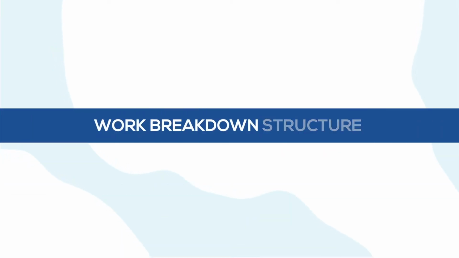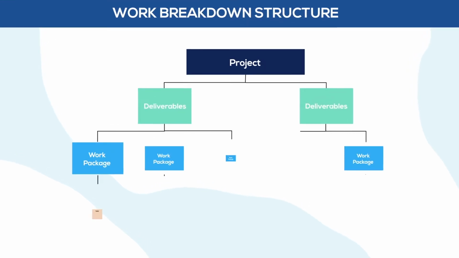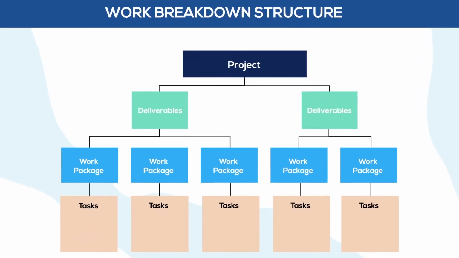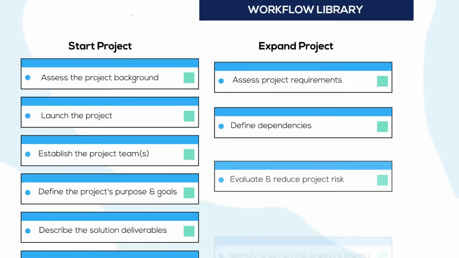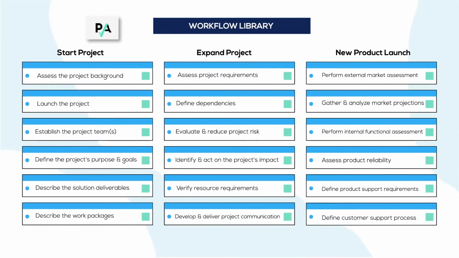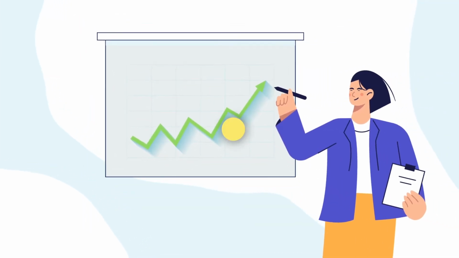The graphical work breakdown structure, WBS, or Kanban, is used to brainstorm and manage your project's deliverables and work. Our unique workflow library provides users with predefined deliverables and work packages for building custom project workflows. Using and improving your custom project workflows will improve project results.